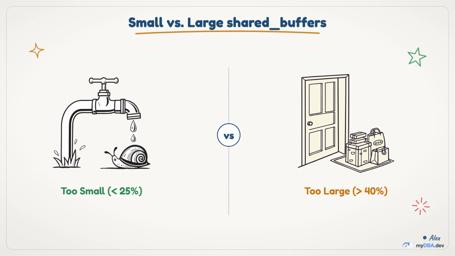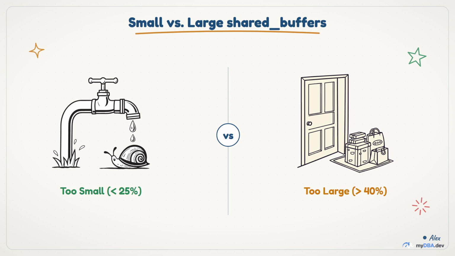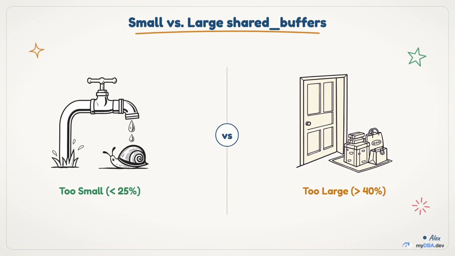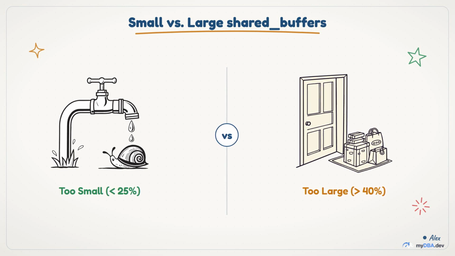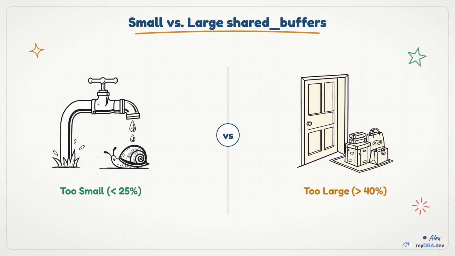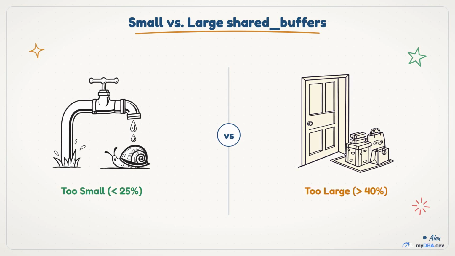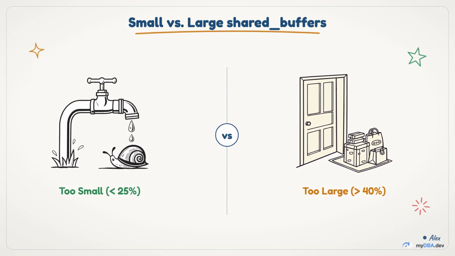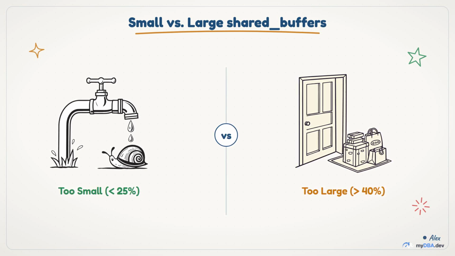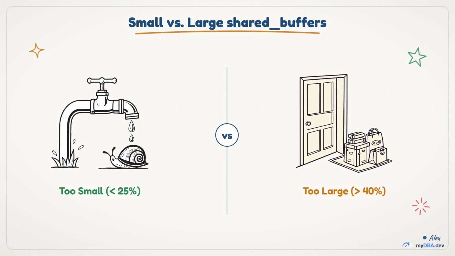And too large? If you go above 40% or so, you starve the OS cache. Memory pressure can affect overall system performance. Sequential scans hit disk more often. Checkpoint writes become bursty because there's less kernel buffer space to smooth them out. And on cloud providers like RDS, you don't even control the OS cache size. AWS tunes it for you, so pushing shared buffers too high just causes memory pressure. So it's a balancing act. Always. The optimal split depends on your workload.